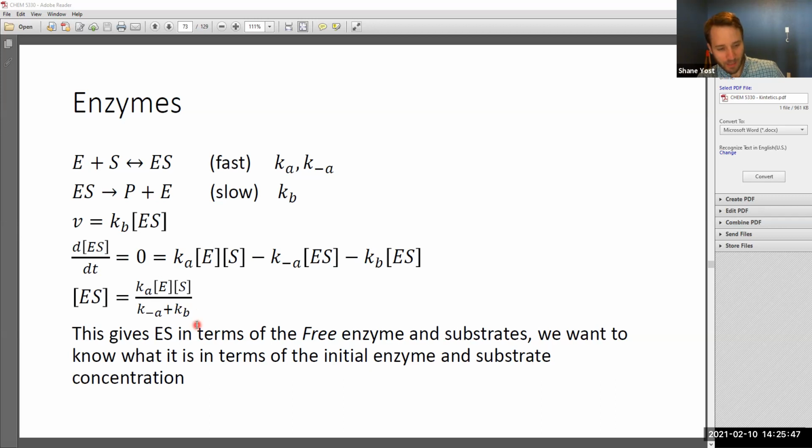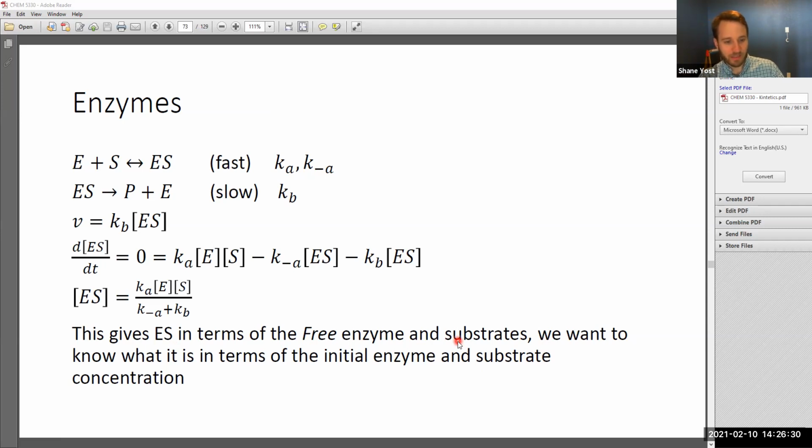And so that's good. We have what is the rate of our reaction in terms of concentration of enzyme and concentration of substrate. But the problem is that's the concentration of free enzyme, how many enzymes are unbound. And depending on the ratio of substrate to enzyme, that number of free enzymes might be very small and might be very different from the initial amount. And that's not necessarily something that you can easily measure as the reaction is going. And so that's something that we want to get rid of, the dependence on the concentration of free enzyme, but instead want it to be dependent upon the initial concentration of the enzyme.